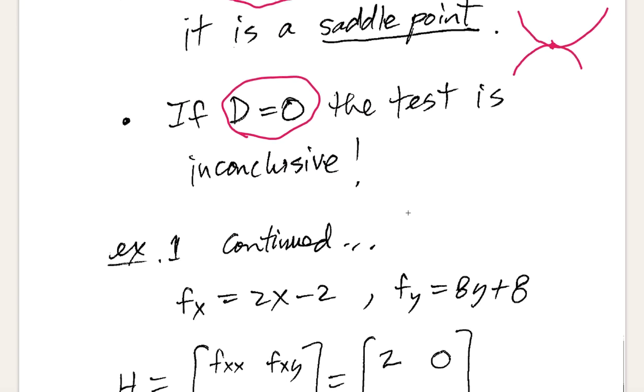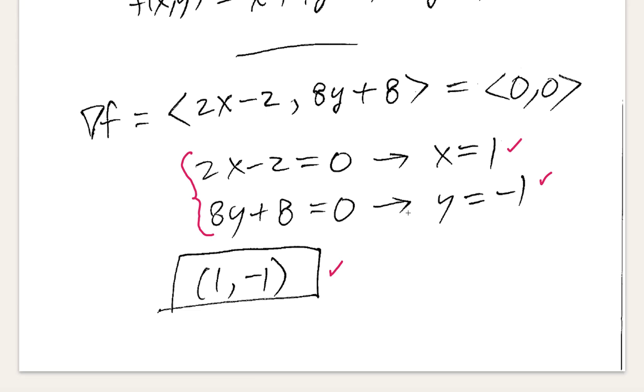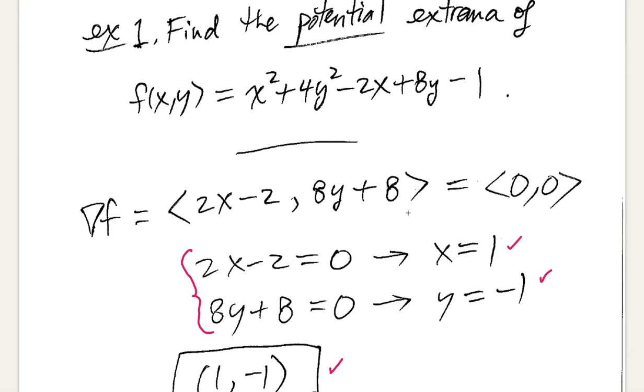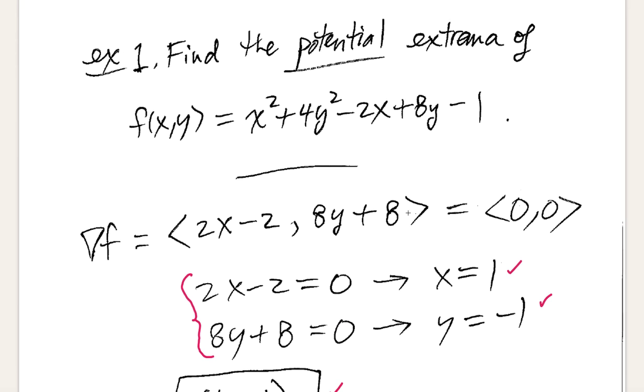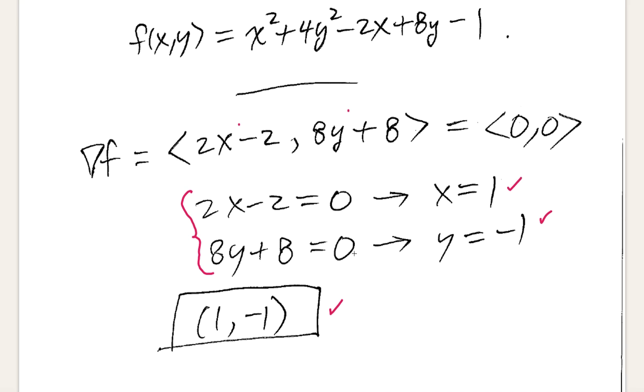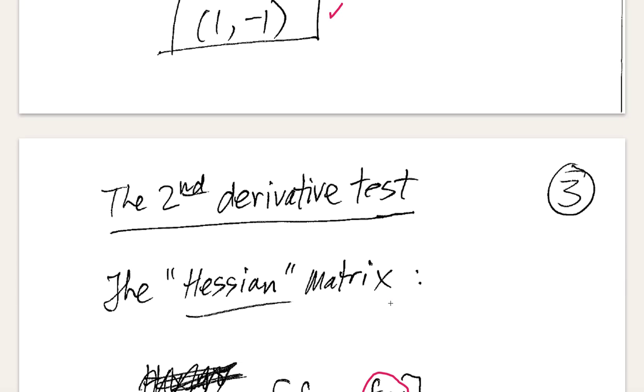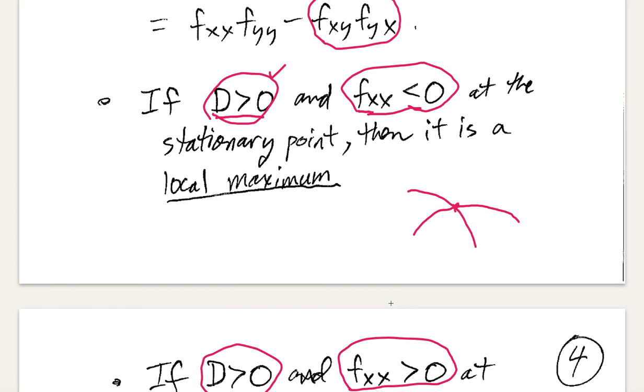All right, let's look at example 1 again real fast. That was this one, for the potential extrema. We had f sub x and f sub y, and we had our original function. And we had a stationary point. That's where the gradient is 0, where both f sub x and f sub y are 0. That was at (1, -1).